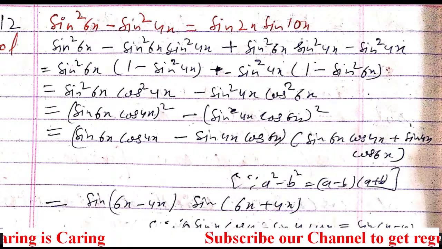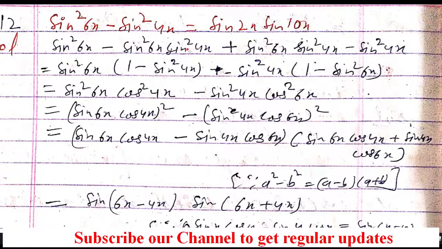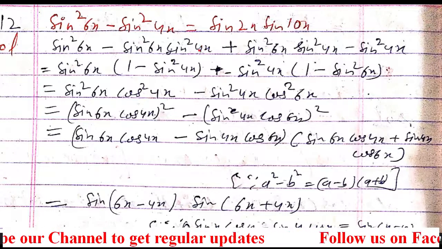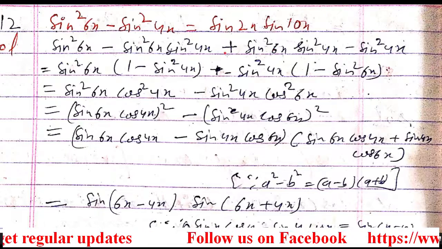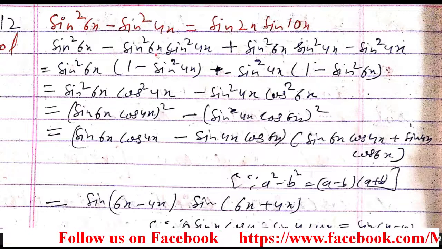So without changing the meaning of sine square 6x minus sine square 4x, we introduced these two terms here to get the required result. So it's a very crucial step and it's a new pattern for you. That's why just take care of this step.